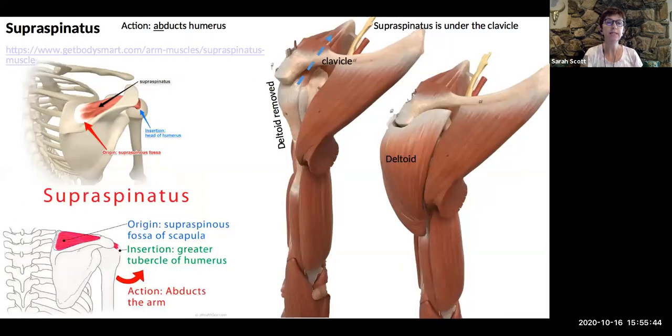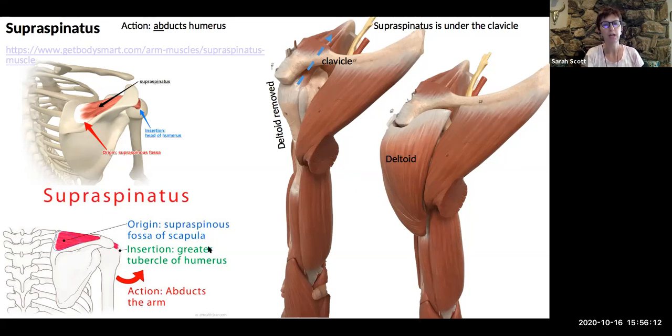Now, getting into some of the deeper muscles, we look at supraspinatus. Supra, again, means above. Spinatus is referring to the spine, which travels across the posterior surface of the scapula. So the supraspinatus sits just above this spine here. Okay, and with this one, yeah, it's a little difficult here, this right image.